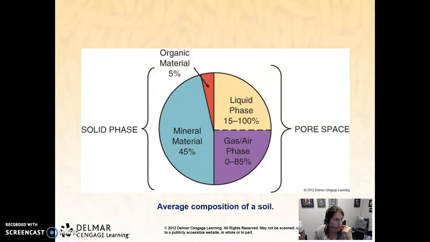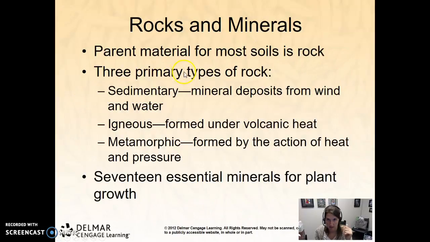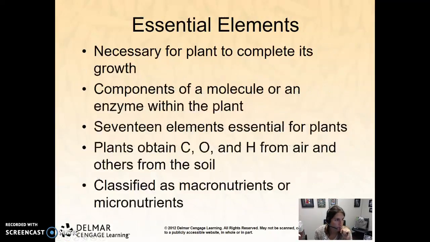All right. So let's talk about rocks and minerals. Think way back to the horizons that we just looked at. And the bottom section was the parent material of the soil, which is rock. Okay, there are 3 different types of rocks that you can see here. All right, and then we have 17 essential minerals for plants to actually grow. All right, so essential elements, pretty much what you need to write down and highlight is focused right here.